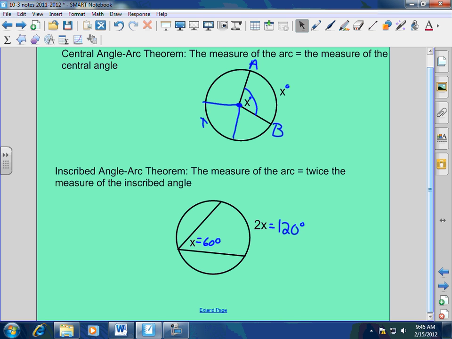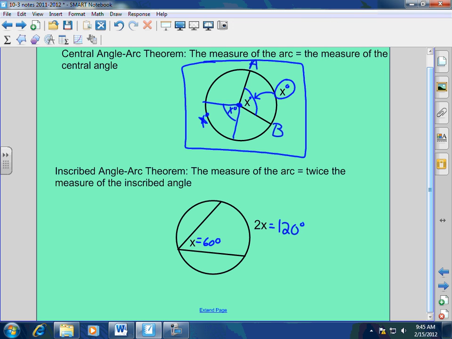But if it was vertical angles, that drawing is wrong. But if they told you this on the SAT or the ACT, and they said that arc was X degrees, it doesn't matter what the drawing looks like. What would the central angle be here? X would have to be. Not because the drawing says so or because Mr. Morrow says so, but because the math says so. If the arc is X degrees, that means the central angle is X degrees.